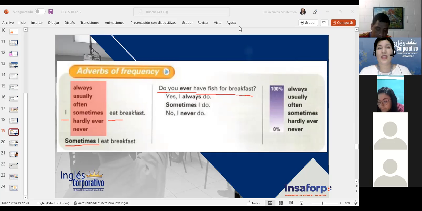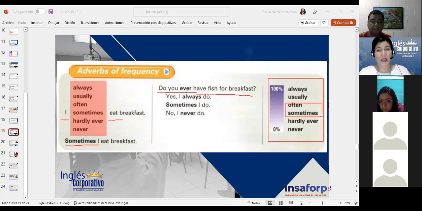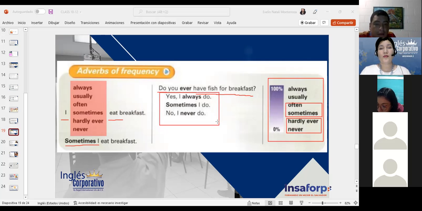Here you have the meaning or the different levels that you can have of the adverbs of frequency, right? 100 percent is always, usually, often and sometimes can be like 50 percent, and hardly ever and never it's like 20 percent, 10 percent, or zero, right? So my question is, Ivan, do you ever cook breakfast for your family? And here you have the answers that you can use.